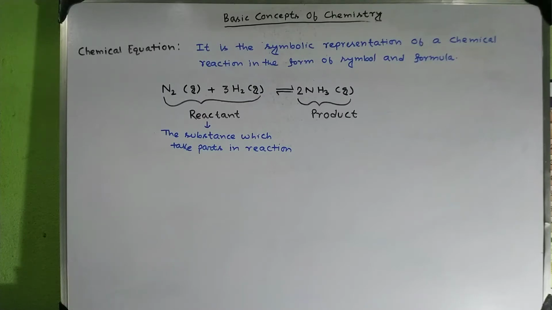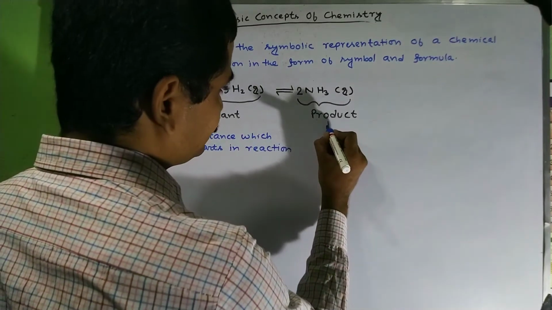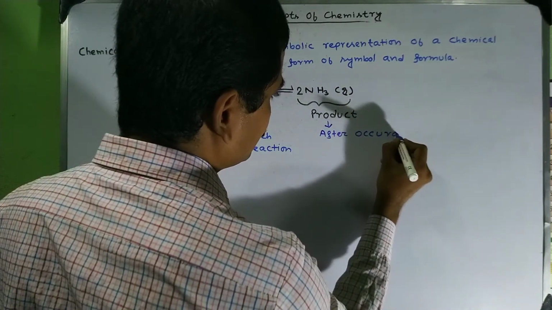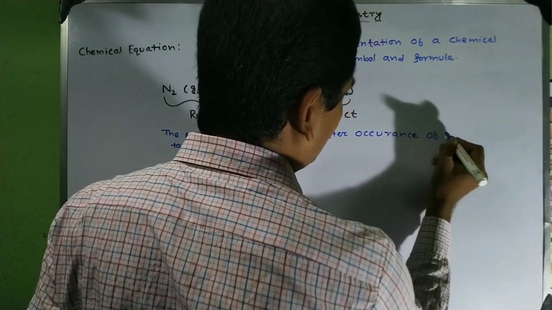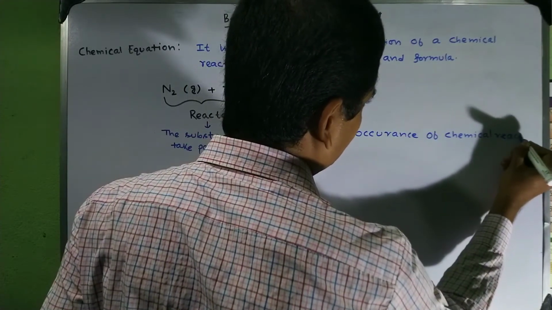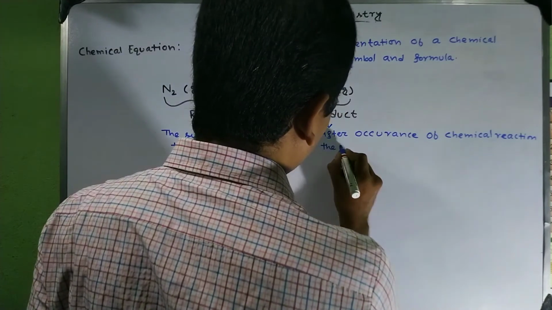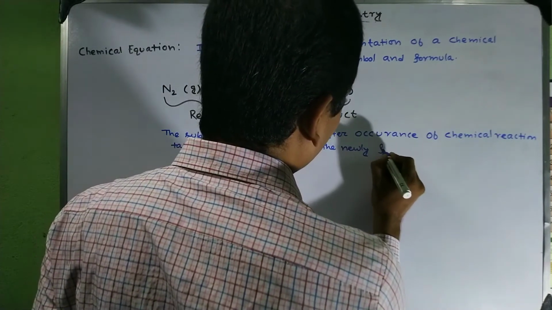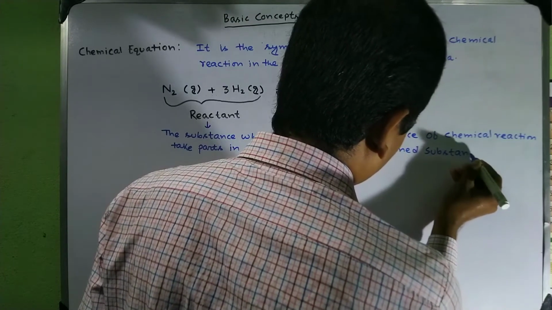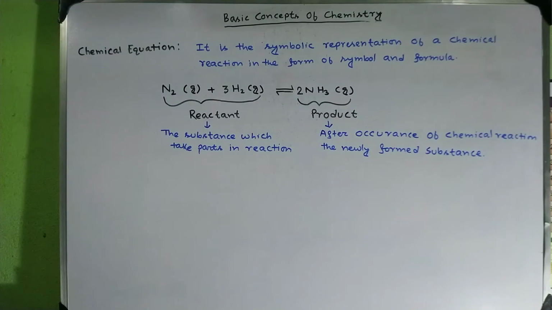And what is a product? After the occurrence of a chemical reaction, the newly formed substance is called the product. Okay, clear?